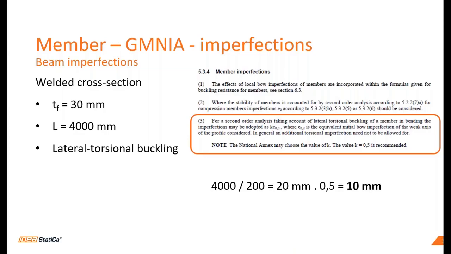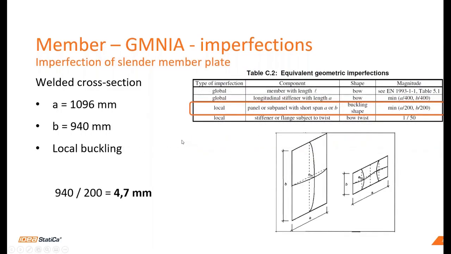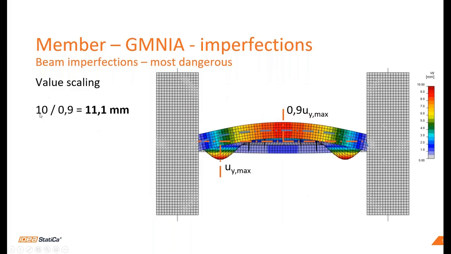And for the second effect, for the imperfection of the slender plate, for local buckling, we have a different code with a different approach. And here I have calculated this number. What is the most extreme one? Definitely the higher one, the 10 millimeters for the lateral torsional effect. But we have these two effects in one buckling shape, and I want to have 10 millimeters here. So I need to scale the value for this imperfection.